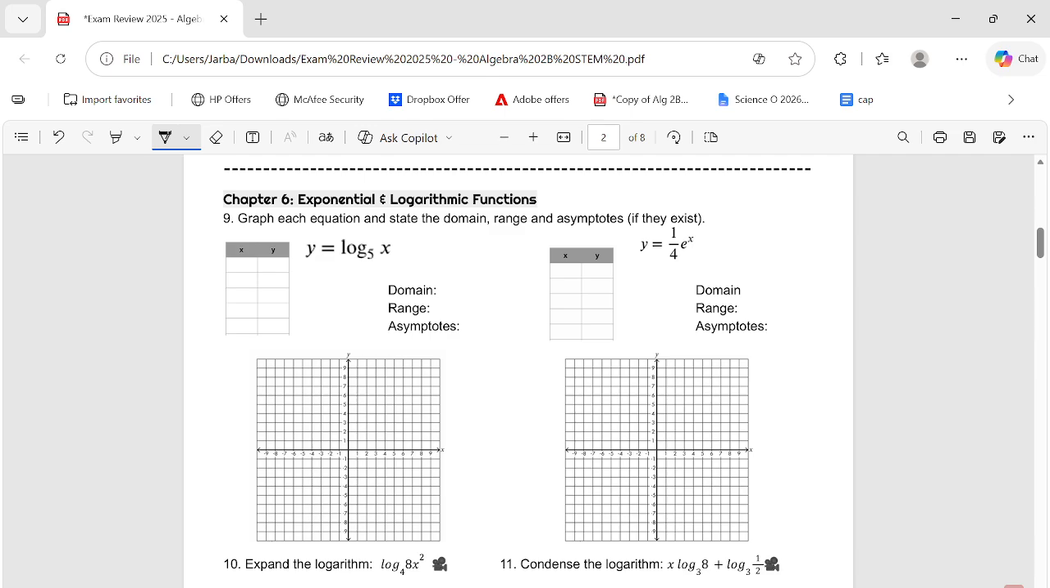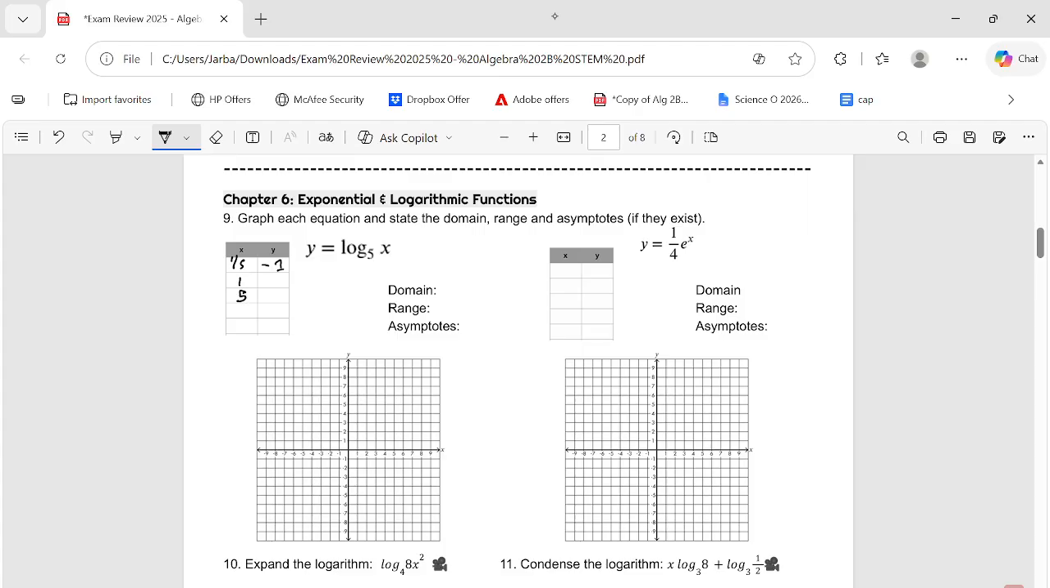Now for number 9. Alright, let's get some points. For log functions, whatever the base is, I like to do 1 over that base, I like to do 1, and I like to do the base, and then I sometimes go by powers of the base, but not always. So, let's see, 1/5. If we do log base 5 of 1/5, that's 1/5 is just 5 to the negative 1. So log base 5 of 5 to the negative 1 will just give us negative 1.